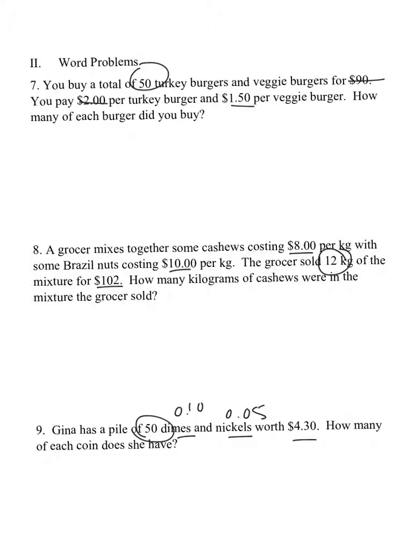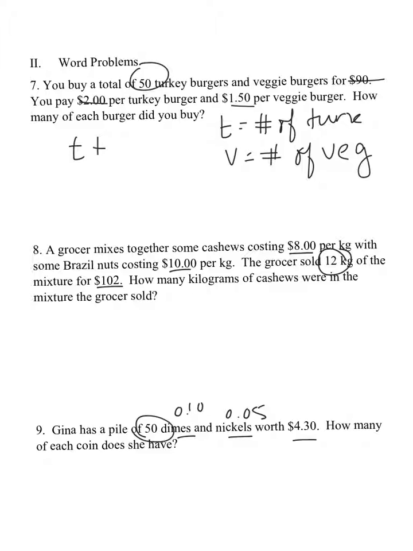You need to identify what your x and y are. In this problem, I'm going to say T is the number of turkey burgers, and V is the number of veggie burgers. To set this up, I know the number of turkey burgers plus the number of veggie burgers equals the 50 total burgers. And then I know that you pay $2 per turkey burger and $1.50 per veggie burger, and you bought a total of $90. So there is your system.